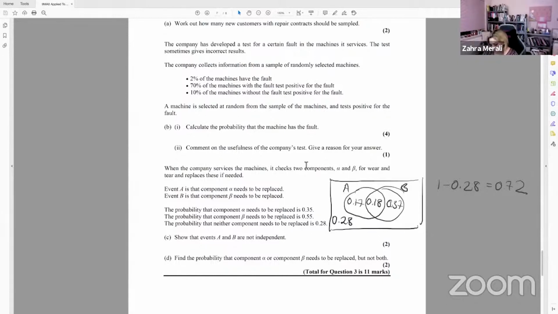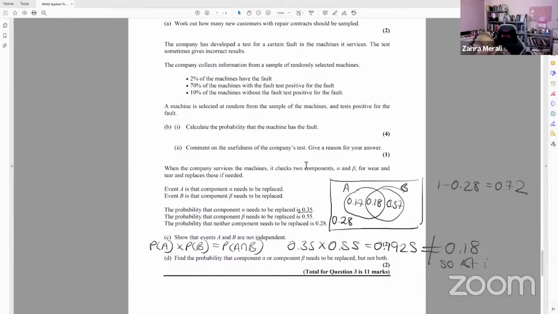And we're going to say, okay, show that they are not independent. So remember, the rule for independence is that the probability of A times the probability of B equals the probability of A and B. So let's try this. Probability of A is 0.35 times 0.55, stick that into your calculator, you get 0.925, and you say this is not 0.18, so not independent.